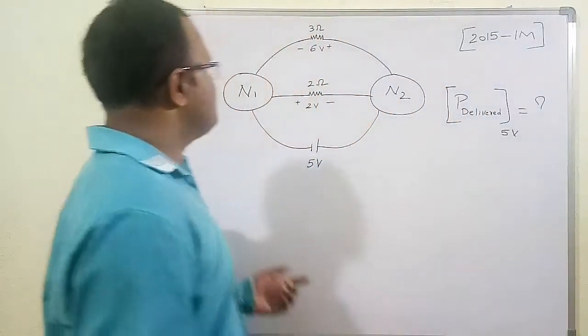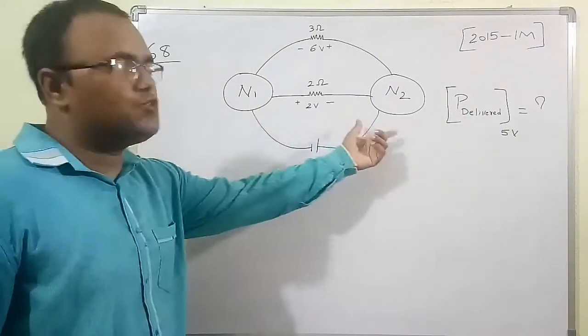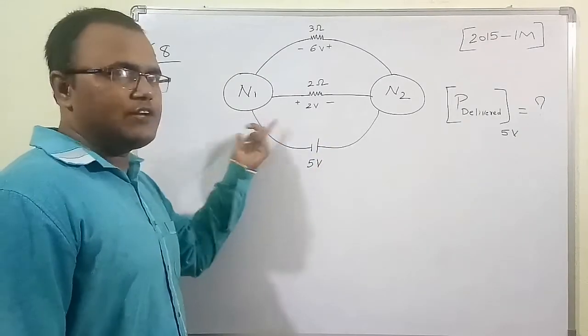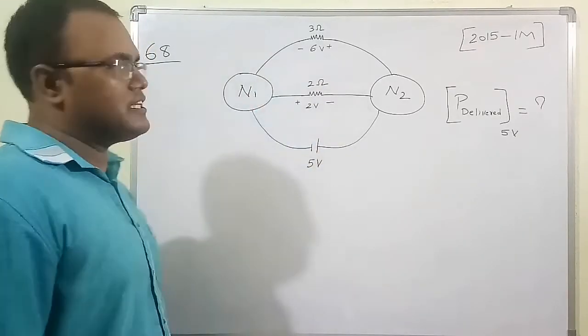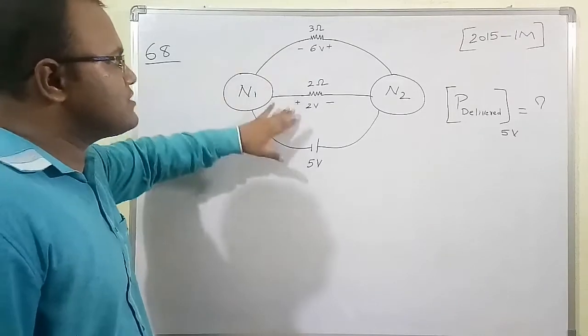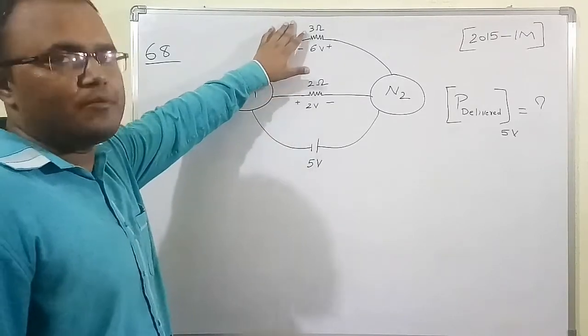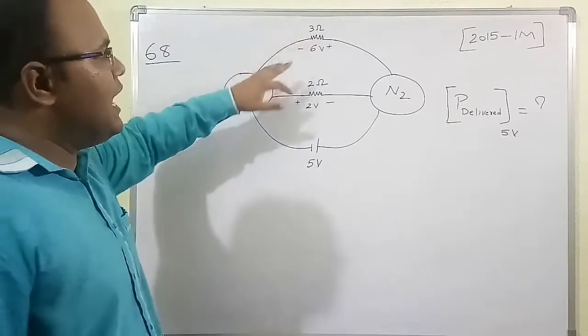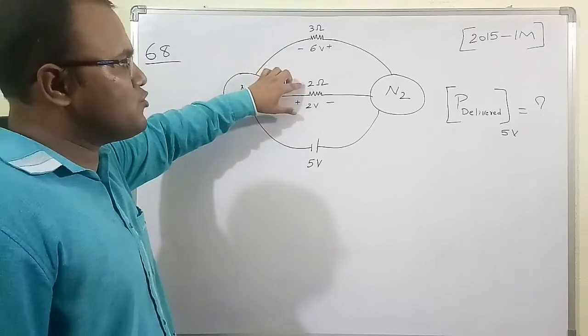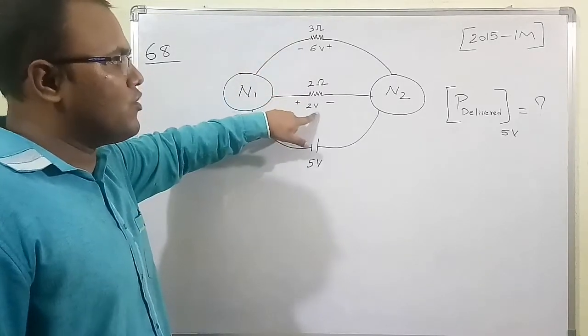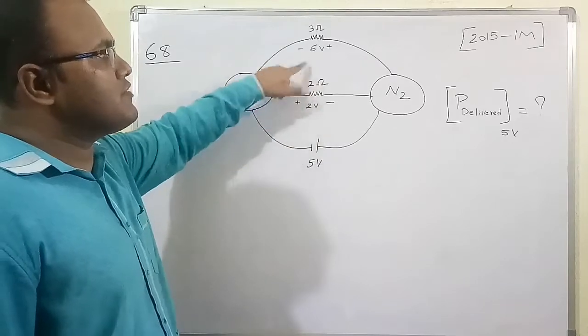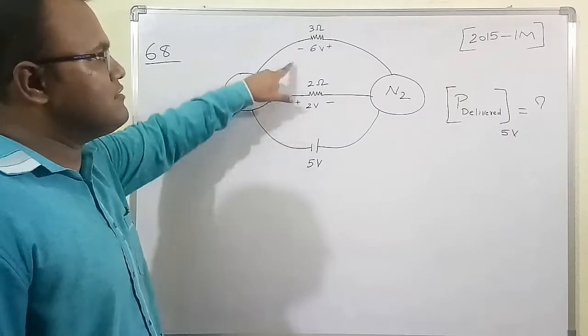This question says that there are two networks N1 and N2. Outside these two networks there are certain connections, like 3 branches. In this branch there is a 3 ohm resistance with a voltage drop of 6 volt, and in this branch there is a resistance of 2 ohm with a voltage drop of 2 volt. Already the polarity is given for these two branches. The voltage polarity is already given in the question.